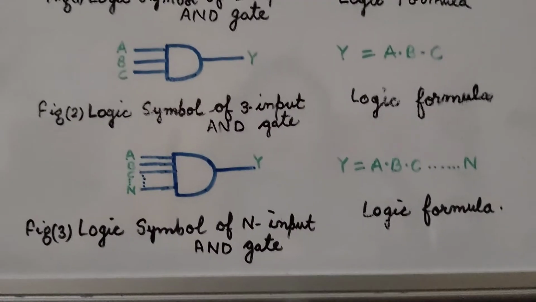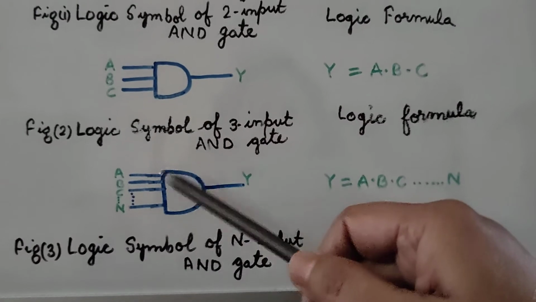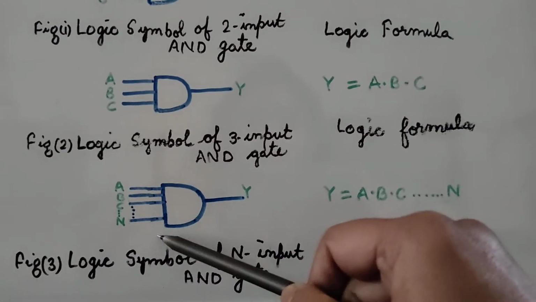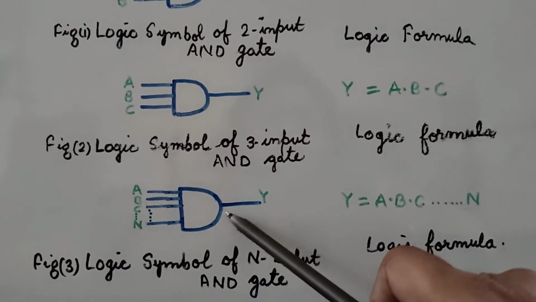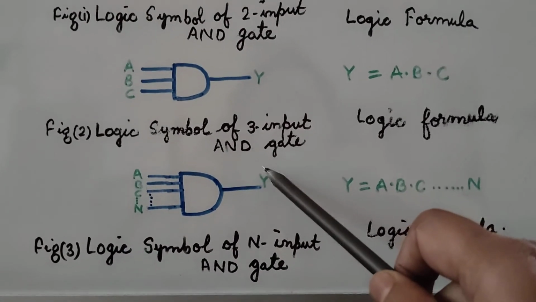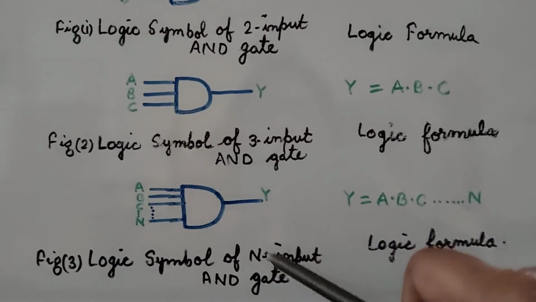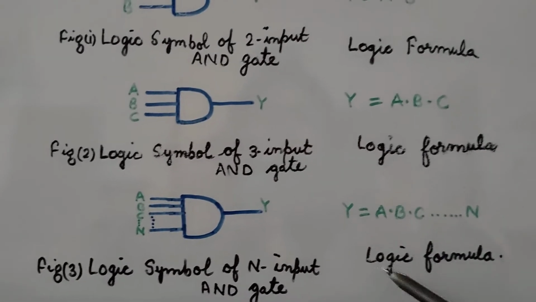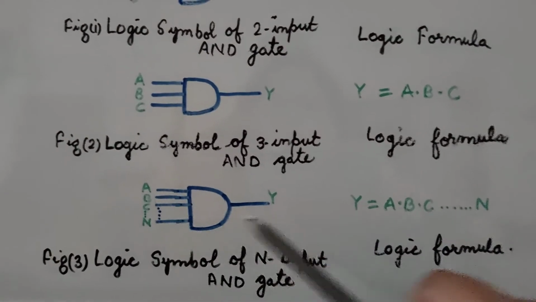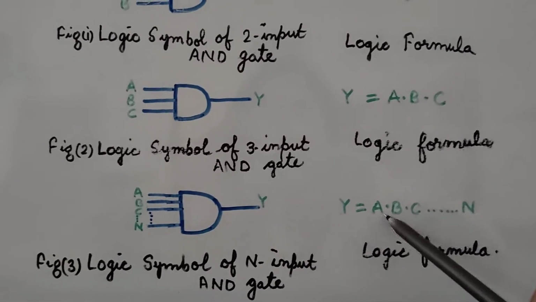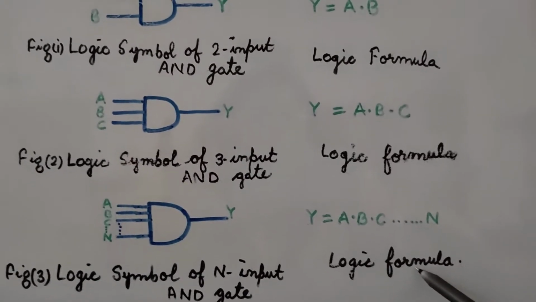Similarly, if we want to draw the logic symbol of n input AND gate, then we will consider an AND gate having n number of inputs, which has been denoted by A, B, C up to n. And since AND gate has only one output, so the output has been shown here by Y. So this is the logic symbol or logic diagram of n input AND gate, and the logic formula of the n input AND gate will be obtained by multiplying all these inputs. So the output Y will be equal to A dot B dot C dot dot up to n. So this is the logic formula of n input AND gate.